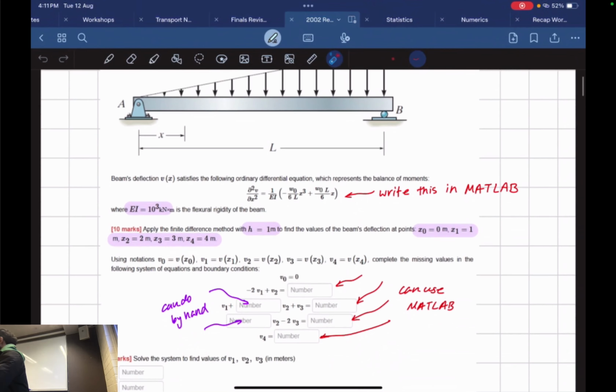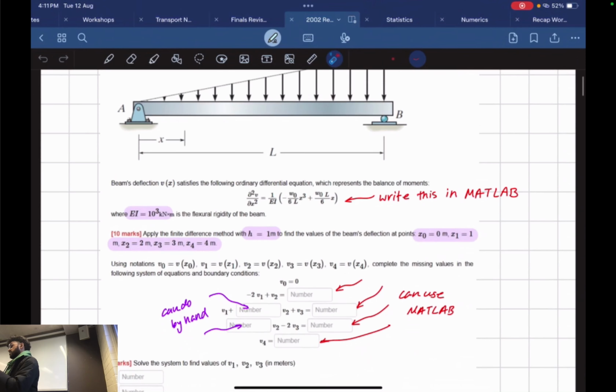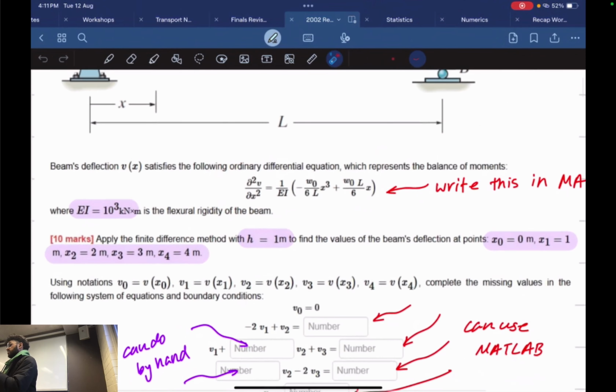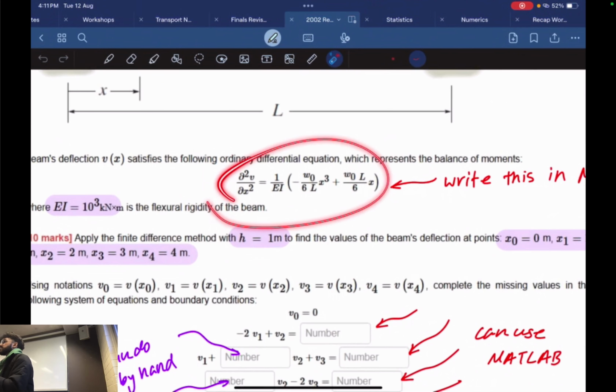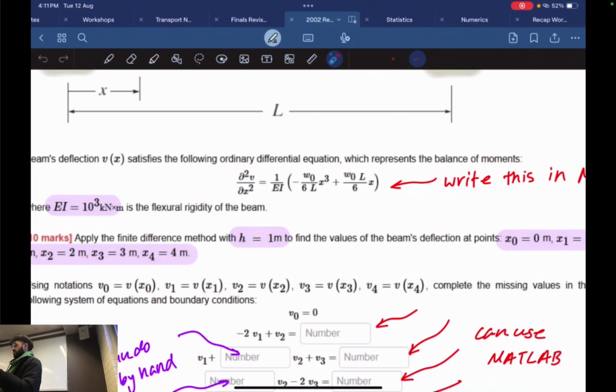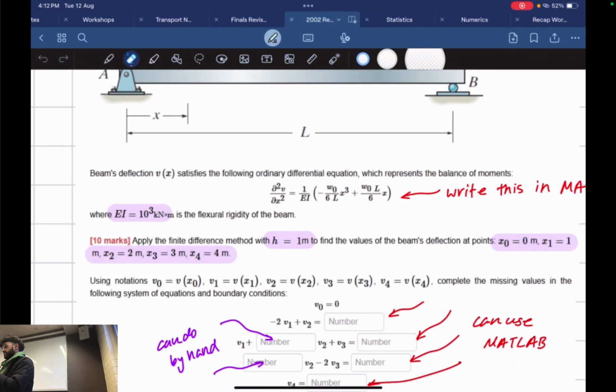Anyways, they've given us a deflection equation here. If you've done Eng 2400, you've probably seen something like this before. They've also given us an EI value, and we're going to be using a combination of MATLAB as well as hand calcs to do this question.